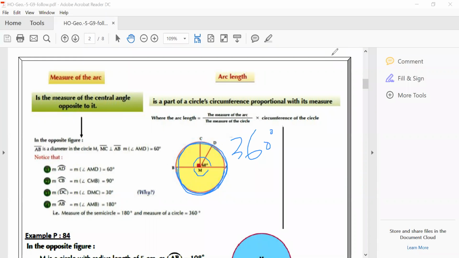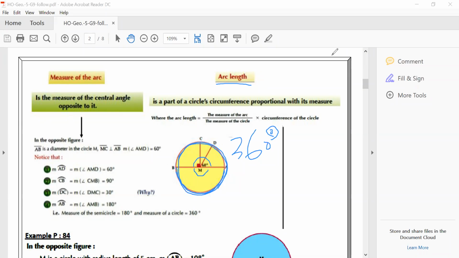Okay, this is the measure of the arc, so it is equal to the measure of the central angle opposite to it. What about the arc length? There is a big difference. The measure of the arc is by degree, minute, or second, while the length of the arc is measured by units of length, which are meters, centimeters, millimeters, and so on.